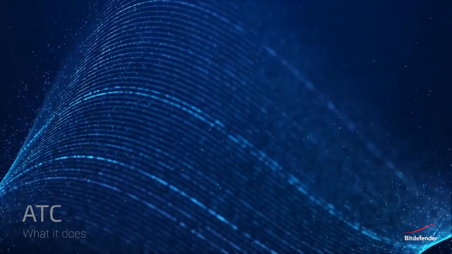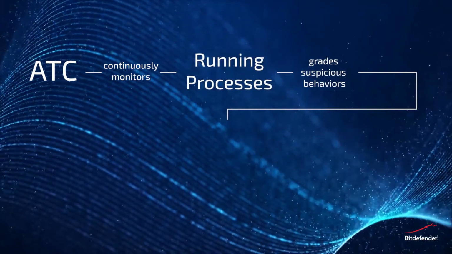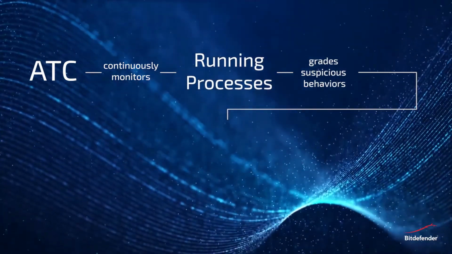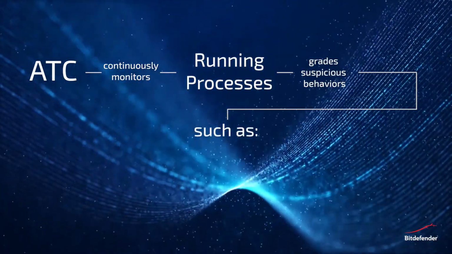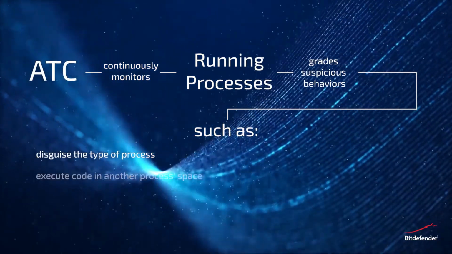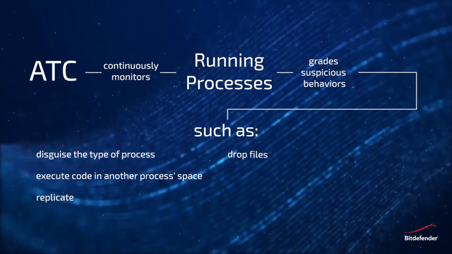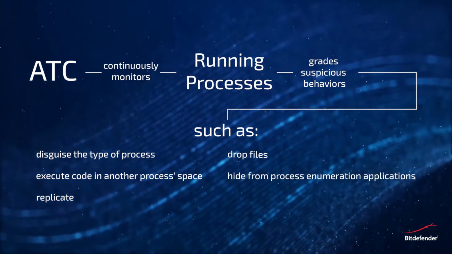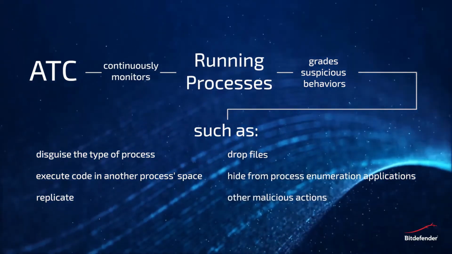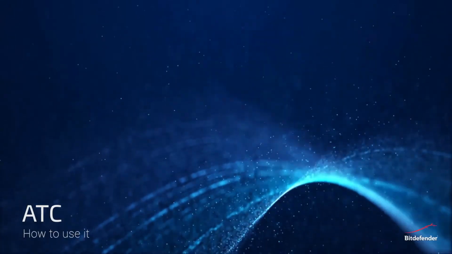What it does. Advanced Threat Control continuously monitors running processes and grades suspicious behaviors such as attempts to disguise the type of process, execute code in another process's space, replicate, drop files, hide from process enumeration applications, and other malicious actions.